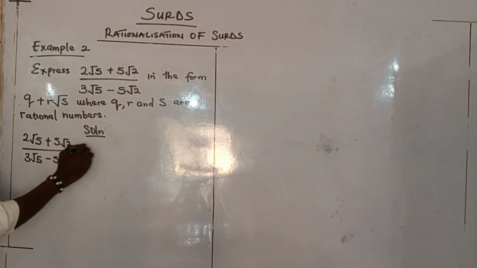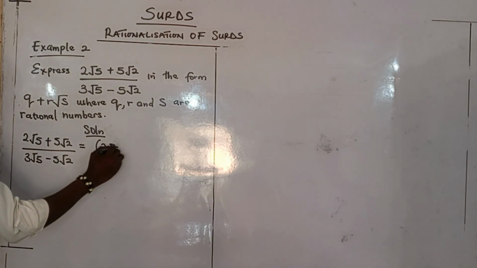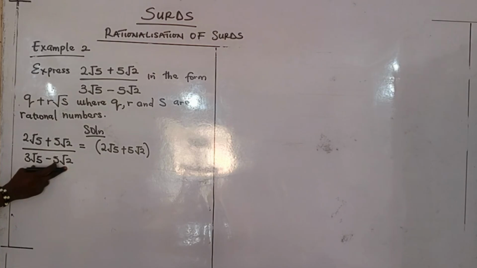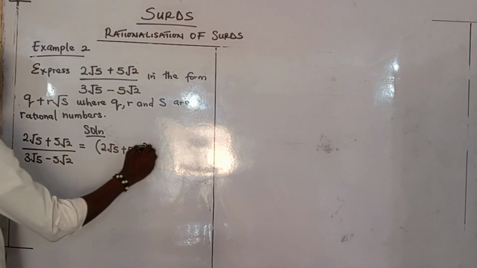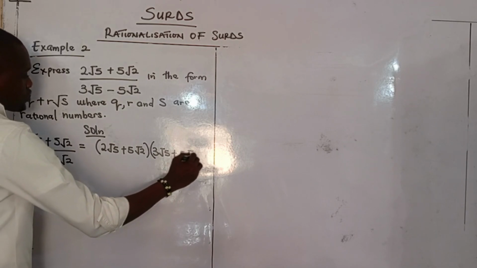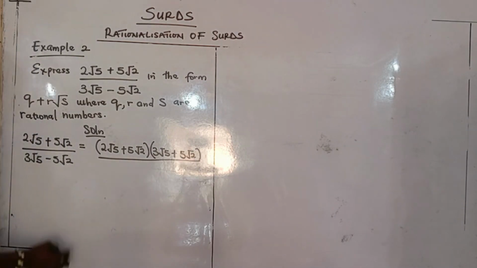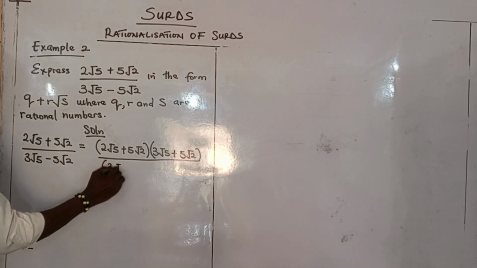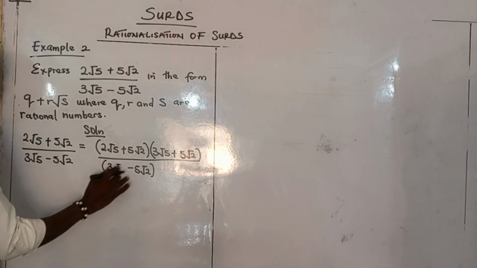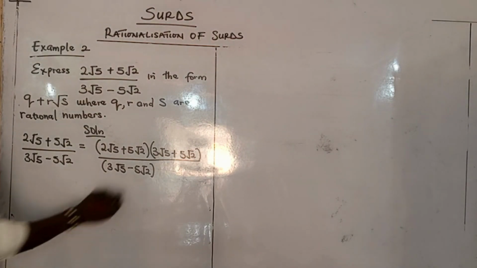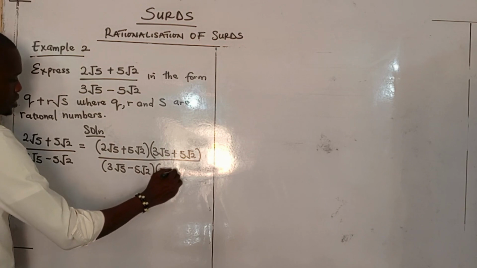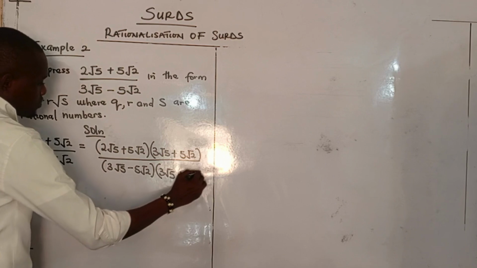So if we are to rationalize now, in the first bracket we are going to have 2√5 + 5√2. And then we multiply by the denominator here, where our minus sign is going to change to plus. So we are going to have 3√5 + 5√2, all over the denominator itself, which is 3√5 − 5√2. Let me write that 5 very well. And then in the other bracket, it's going to change to plus sign. We are going to have 3√5 + 5√2.